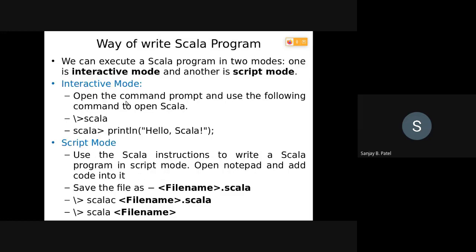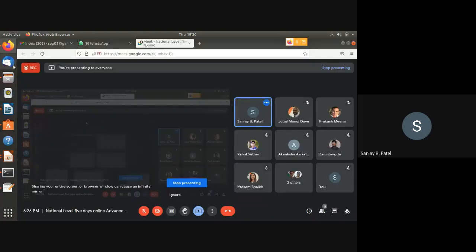So how do we write a Scala program? There are two modes to implement Scala programming. The first is the interactive mode and the second is the script mode. First is the interactive mode. So first of all, how to install Scala in our system. Scala is open source.